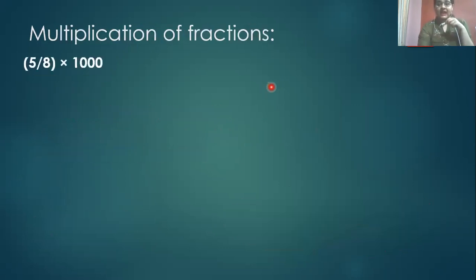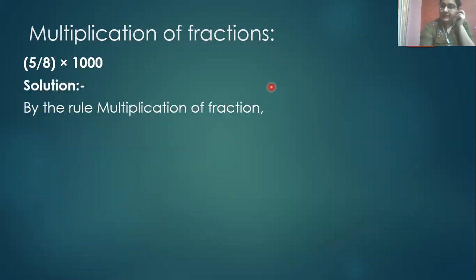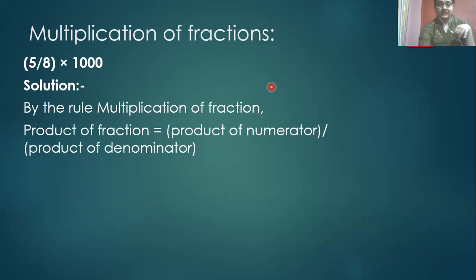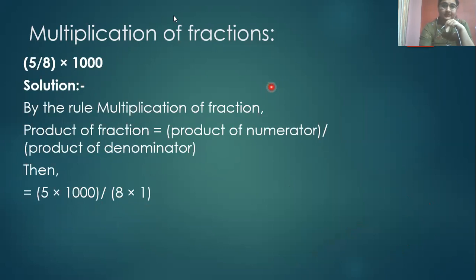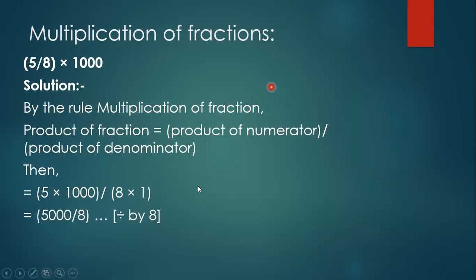Okay. Next we have 5 by 8 multiplied by 1000. I am going to write, by the rule of multiplication of fractions, product of fractions is equal to product of numerators by product of denominators. Then it would be, numerators are 5 and 1000, the denominators are 8 and 1. All right. Now 5000 by 8, if you divide 5000 by 8, you get 625. But as I said, instead of this traditional method, I prefer the cancelling method more.